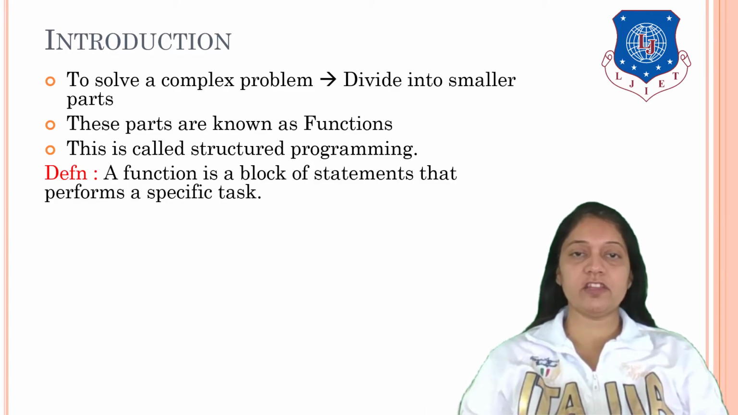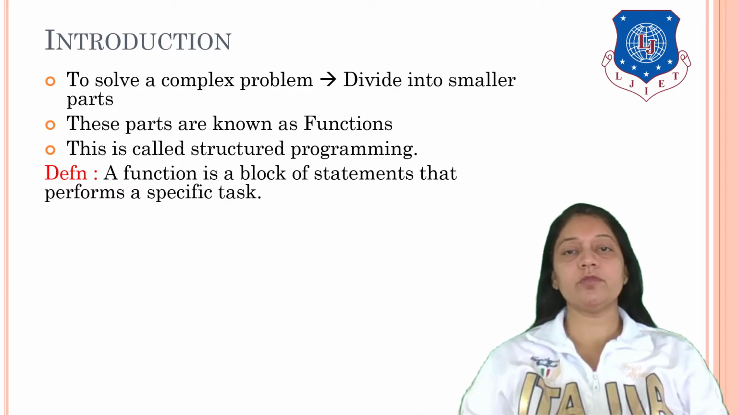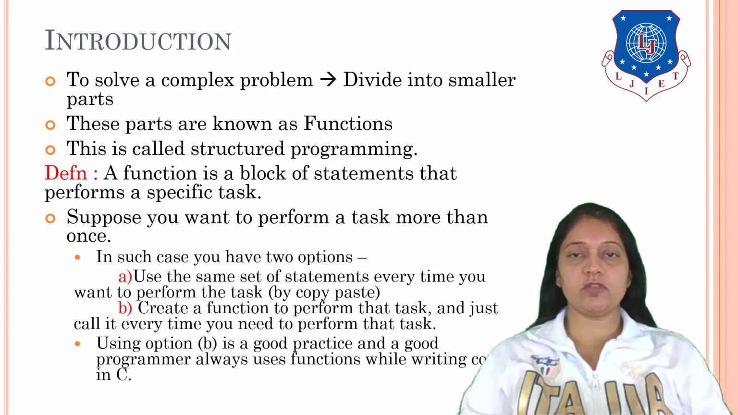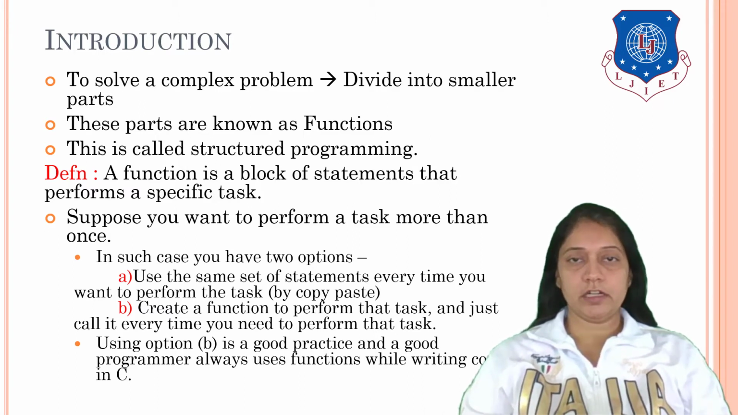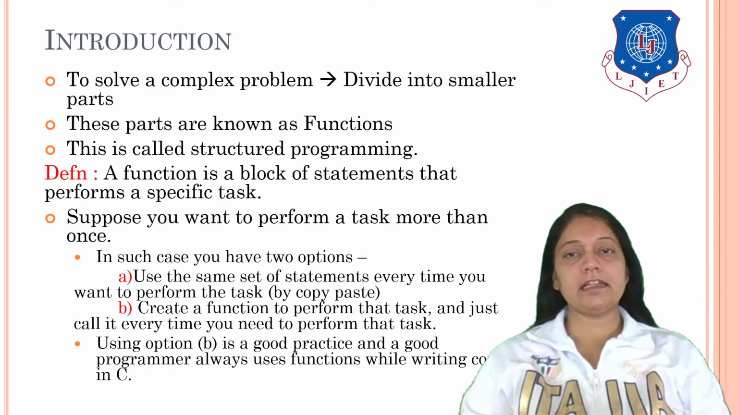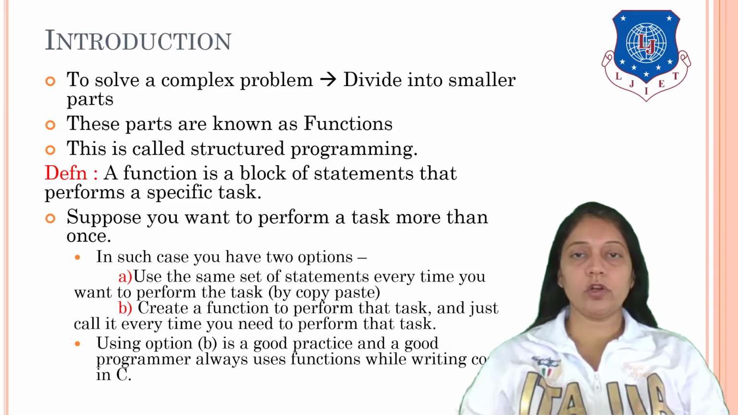What is the definition of a function? A function is a block of statements that performs a specific task. One advantage of functions is that we can divide a complex program into smaller parts. Another thing is, suppose you want to perform a task more than once in the program. There are two different ways of doing this. One is to copy that particular task and paste it at different sections of the program where you want to execute it. Say, for example, I want to do addition of two numbers.